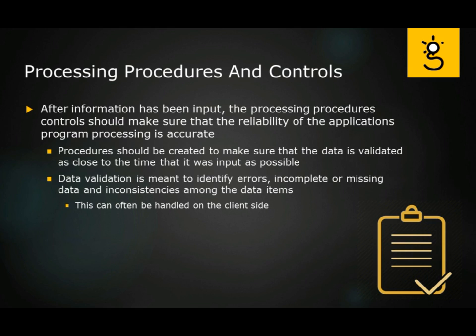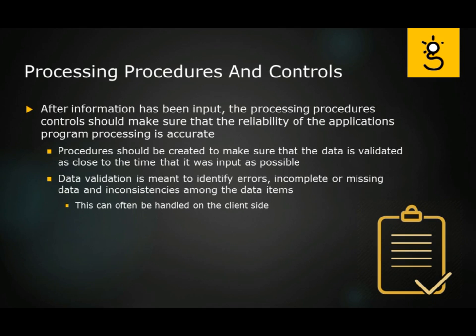Now, after the information has been input, the processing procedures should have controls to make sure that the reliability of the application's program processing is accurate. In other words, if you had a calculator and you typed 2 plus 2 and you hit equal and you got 5, something's wrong inside with the circuitry of that calculator, or you didn't learn math very well. We want to make sure that the program, right, the procedures that it goes through to do the processing is valid, that it's going to come out with the correct results.